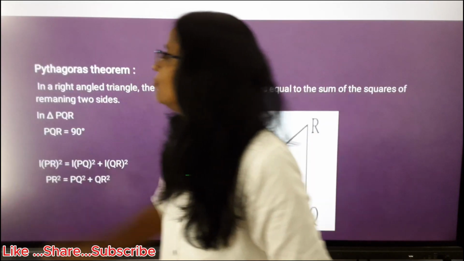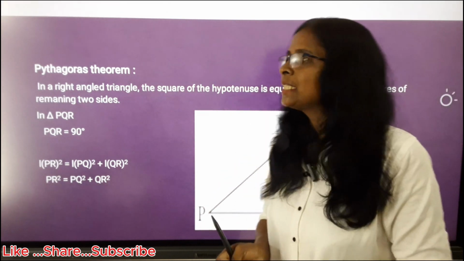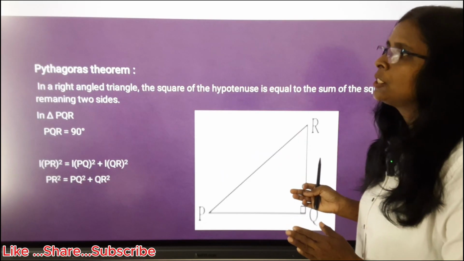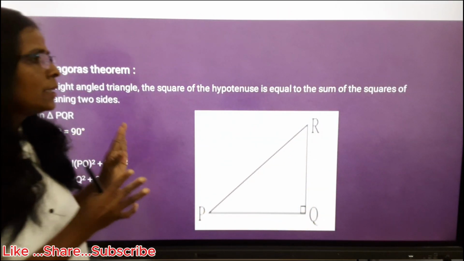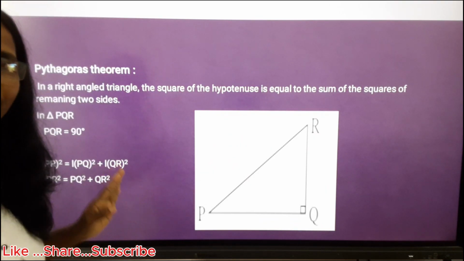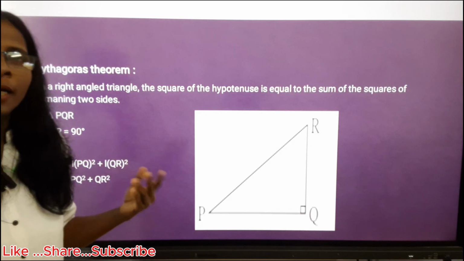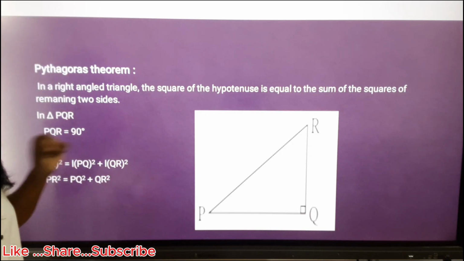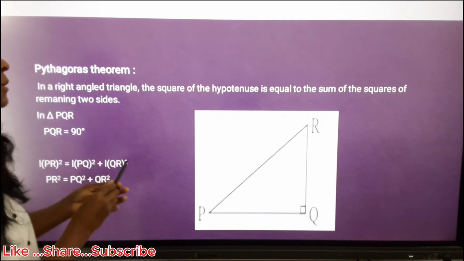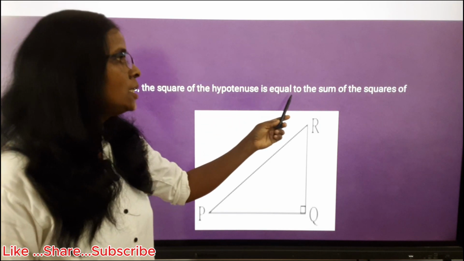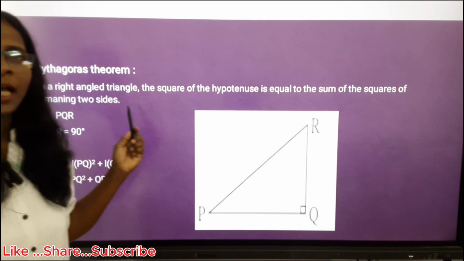Now first is the introduction to the Pythagoras theorem, students. This Pythagoras theorem is applicable only in a right angle triangle. If there is a right angle triangle, then you can apply the Pythagoras theorem, otherwise not. So what is the Pythagoras theorem, students? In a right angle triangle, the square of the hypotenuse is equal to the sum of the squares of the remaining two sides.